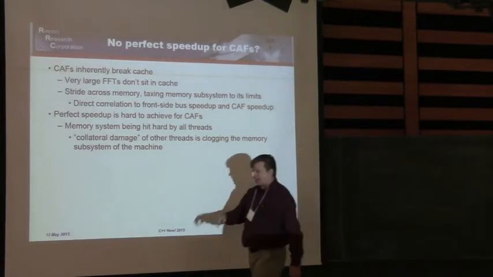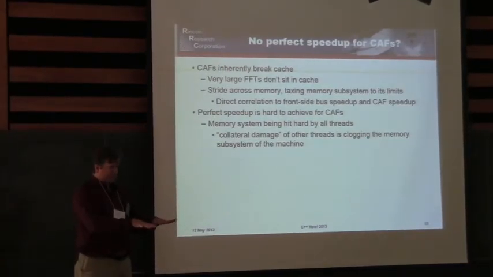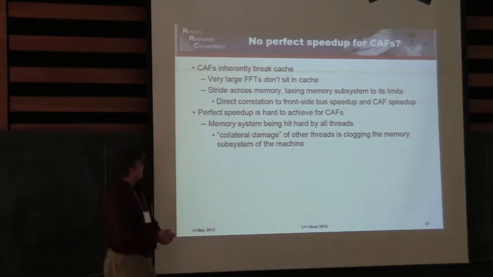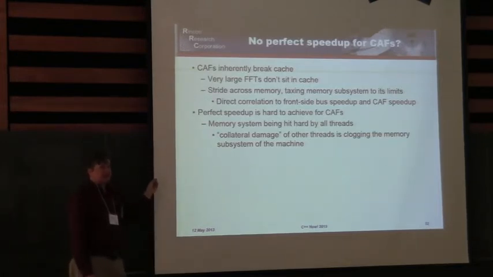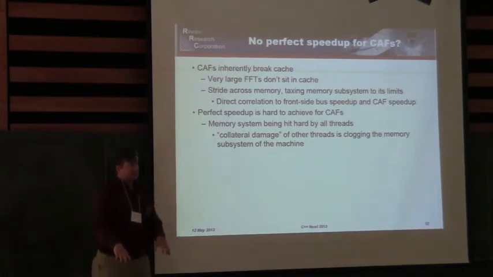At one point, we had a machine with an 800 megahertz front side bus, and we had another machine with a 1.2 gigahertz front side bus. They were pretty much exactly the same machine except for the front side bus. We saw a direct correlation: if this machine was 20% faster only in the front side bus, the calf was 20% faster. This tells you that the calf is all about how fast you get to the memory subsystem, and the memory subsystem is getting hit hard by all threads. The whole point is that it's hard to get perfect speed-ups on calves because you hit memory so hard. In fact, what it almost argues is that you should distribute your calf, if it's going to take 20 minutes, among multiple machines so you can take advantage of multiple memory systems.